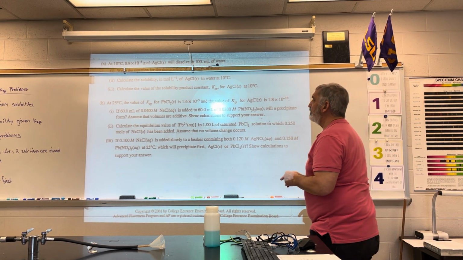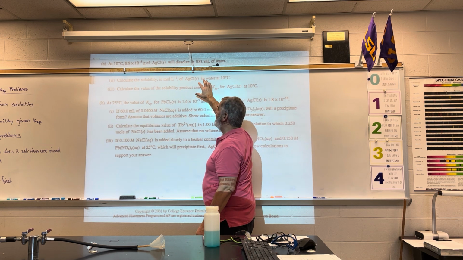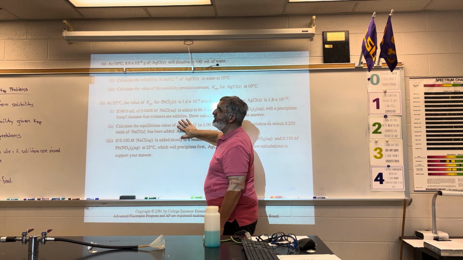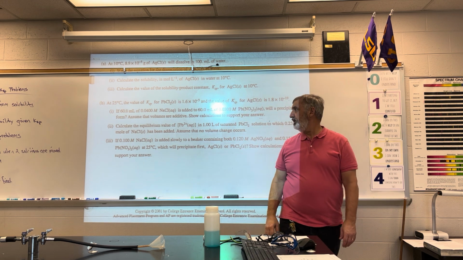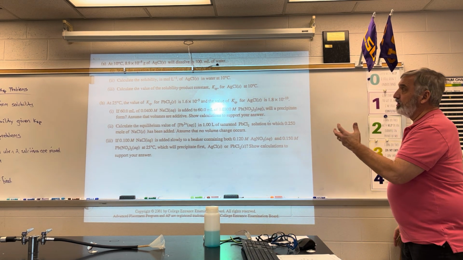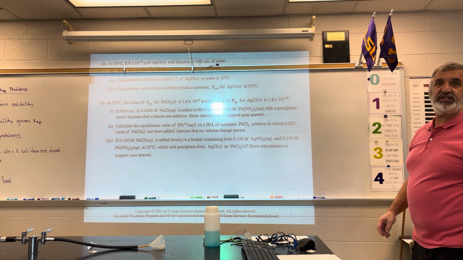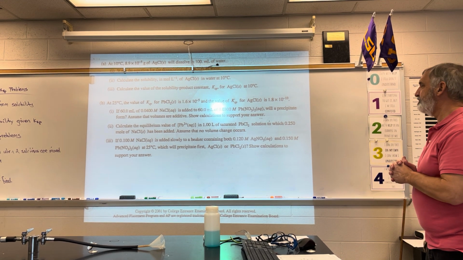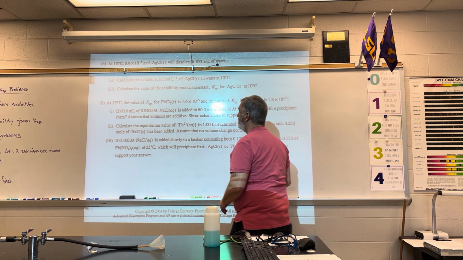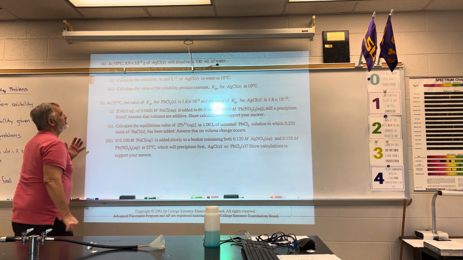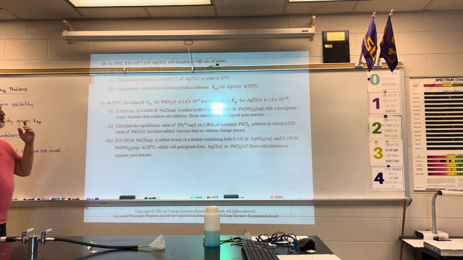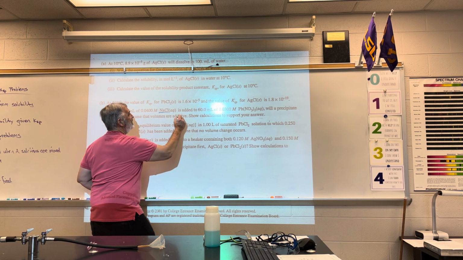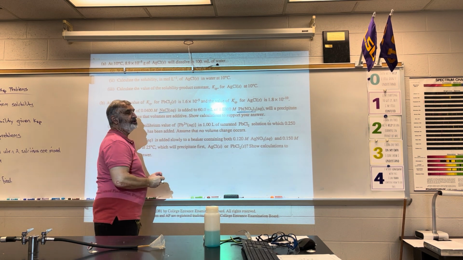On this 2001 problem, where we already did the A, 1, 2, and 3, I want us to look at this B, 1, 2, and 3. So we're actually going to look at 1 and 2. Number 3 is actually the fifth type of problem, which I did not get to in fourth period. This one reads: at 25 degrees, the value of KSP for lead chloride is 1.6 times 10 to the minus 5, and silver chloride is 1.8 times 10 to the minus 10. If 60 milliliters of NaCl is added to 60 milliliters of Pb(NO3)2.